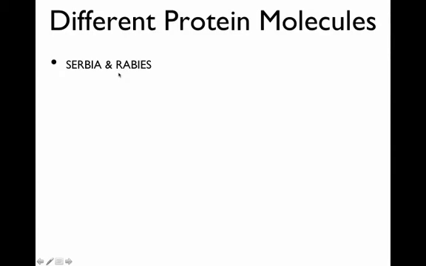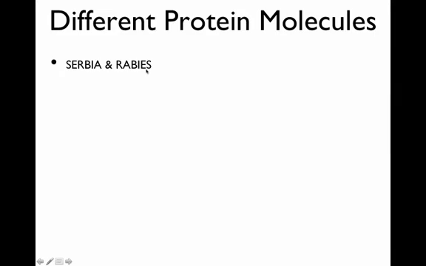We have 26 different letters, and if we arrange some of the letters in one way, we might get the word Serbia, and it means something to us. And if we arrange those same letters in a different order, we get a different word that has a completely different meaning. That's basically how English works.